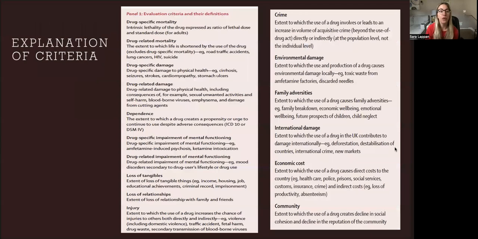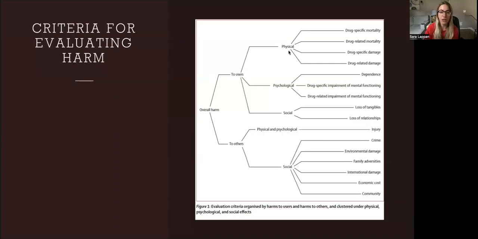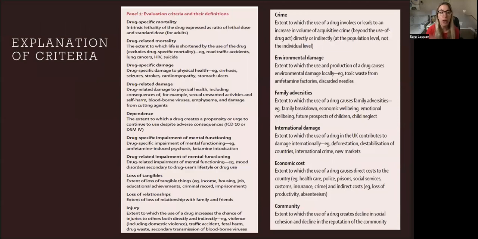So you can see all the different criteria. There's physical criteria, four areas here, psychological, three areas here, social, two areas here. Physical and psychological just has one, and then social has six criteria. So here is a breakdown of the definitions of what they were looking at. When they said drug specific mortality, what did they mean by that? When they said environmental damage, international damage, economic cost, what did they mean by that?